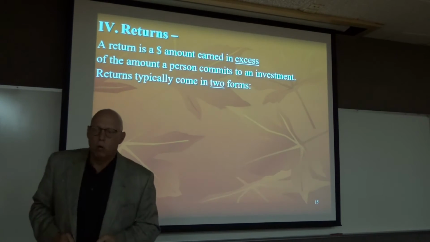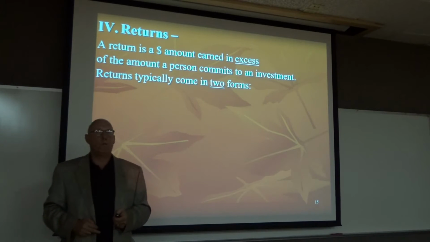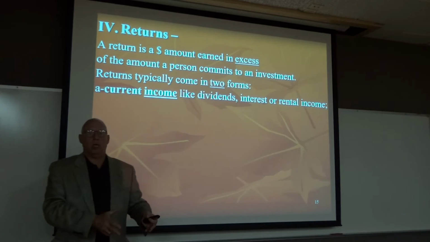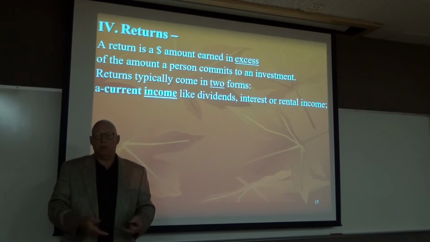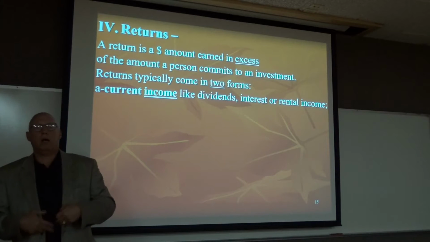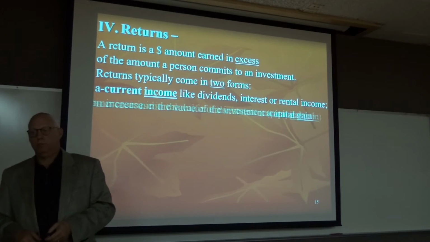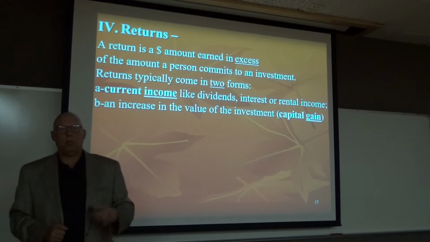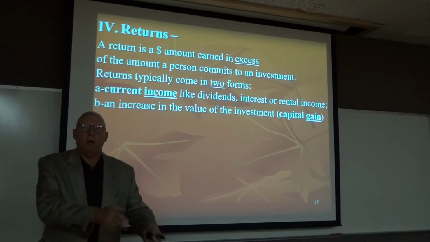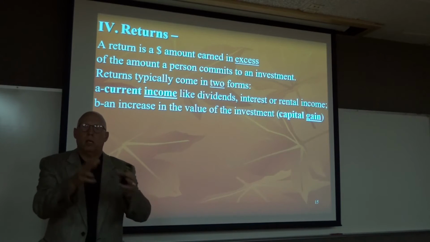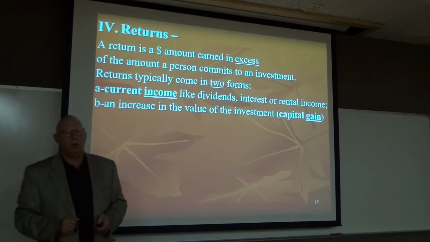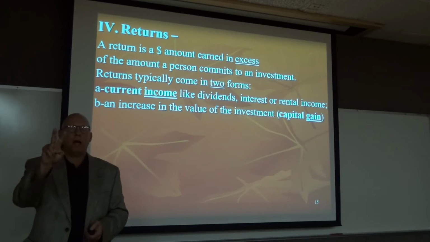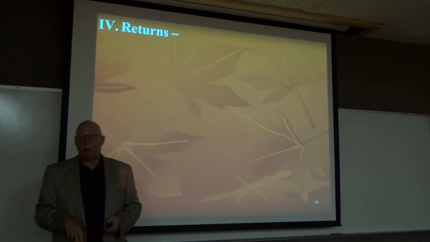to an investment. Returns typically come in two types. One, current income. You buy an asset and it pays a dividend, interest, or some kind of rental or business income. And two, an increase in the value of the investment itself. The market value of the investment is one price when you buy it, and it's a higher price when you sell it. That's called a capital gain. So current income and capital gain are the two types of returns that you get from an investment.